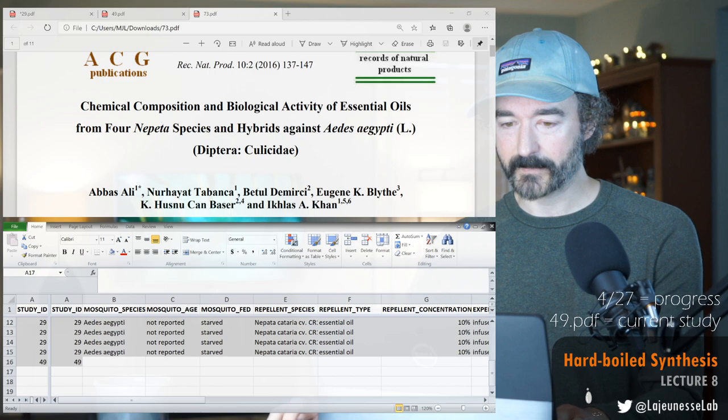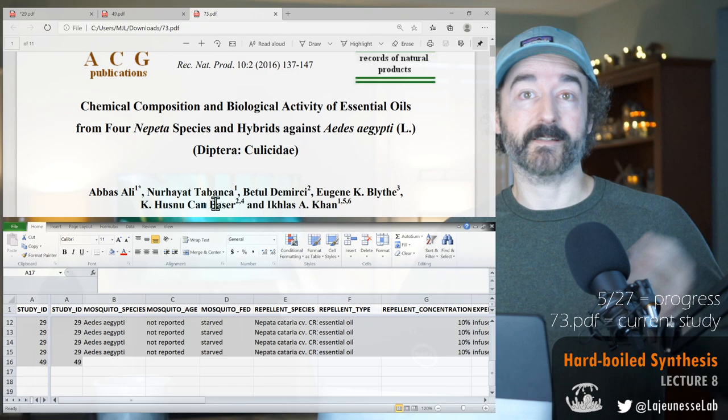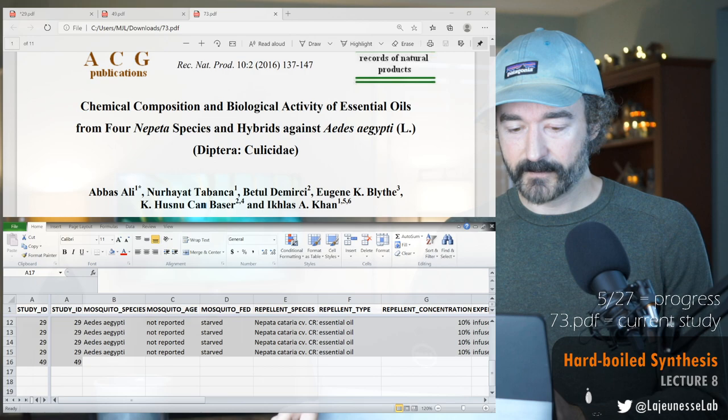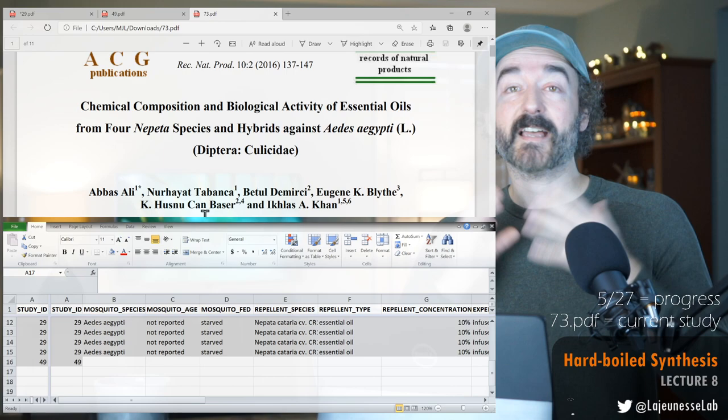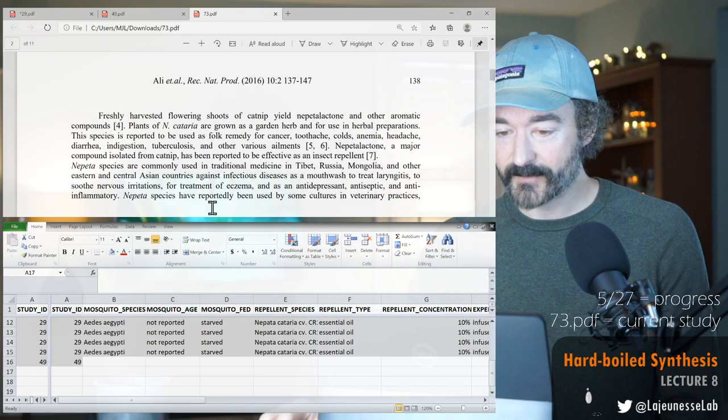Chemical compositions of 4 Nepeta species hybrids against Aedes aegypti. I mean, this is again exactly what I was searching for. This is great. So let's just go through it. It's using different species of Nepeta. It's nice to have that variability and hybrids. That's cool that they hybridize. And so let's just scan this quickly to find some results.